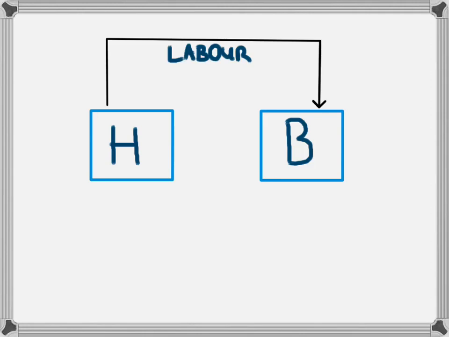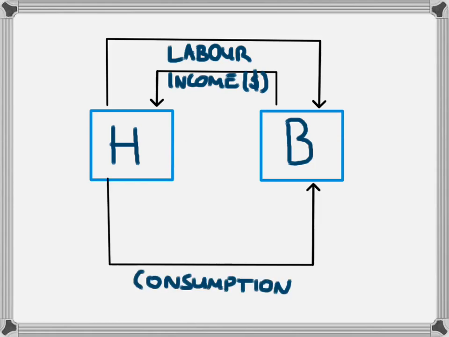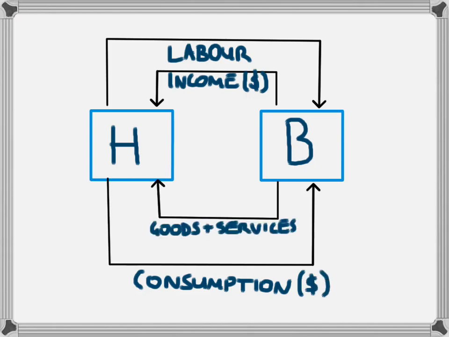The first relationship between these two is that households provide labour to businesses, so people work for businesses. In exchange for this labour, businesses pay incomes to households. Households return this income to businesses in the form of spending, which we call consumption. And this money is in exchange for goods and services that the businesses provide to households.